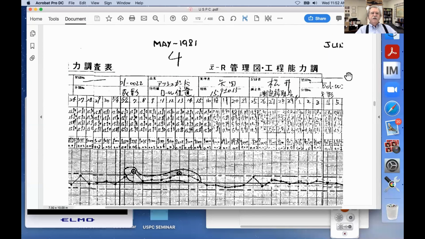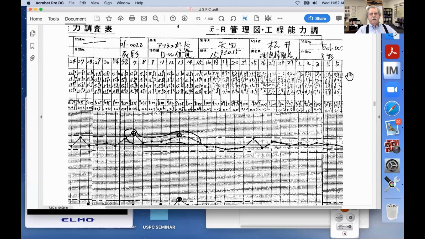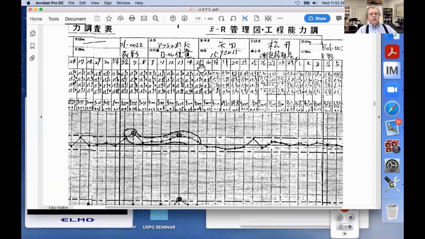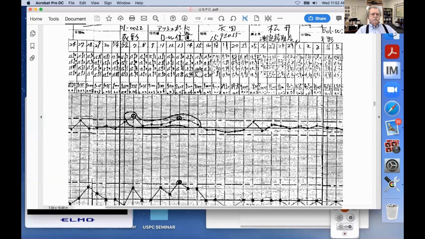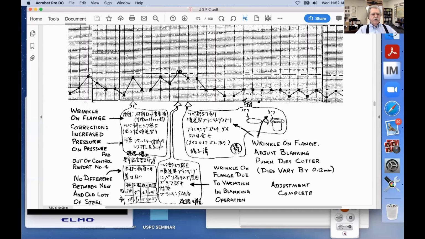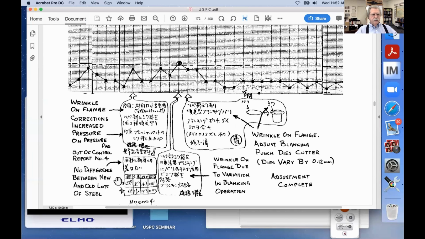Well, a little bit of excitement here in May. See that 4? That's out of control report number 4. Every time this thing goes out of control, they have to write a report on what they found. Wrinkle on the flange, correction, increase the pressure on the pressure pad. Out of control report number 4 issued. No differences in new and old lots of steel.